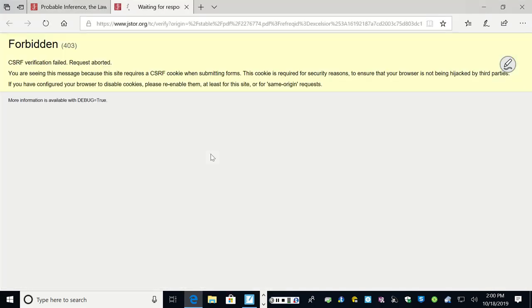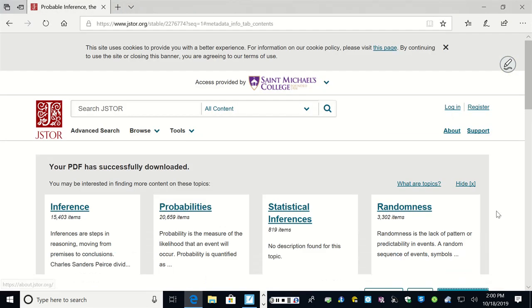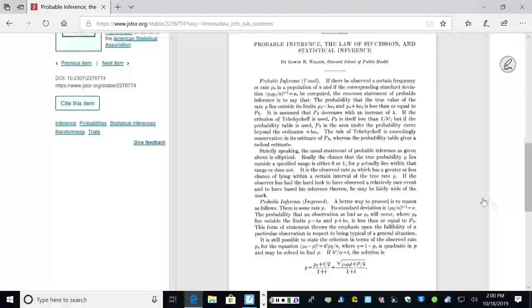PDF, accept. That's weird, it doesn't like that. But anyway, that's the article.